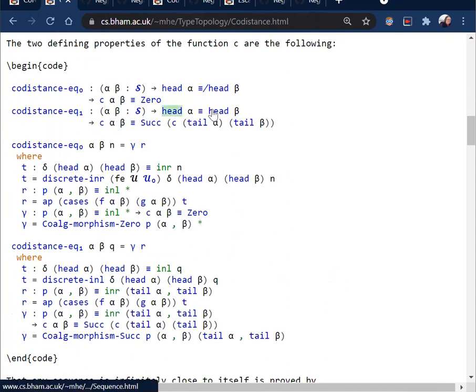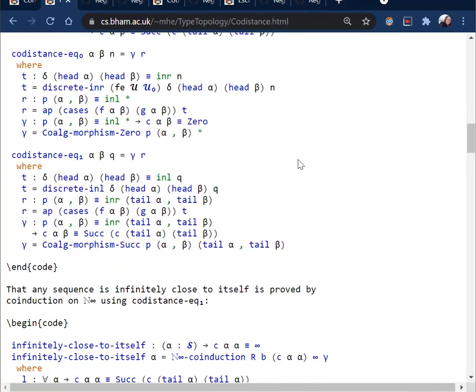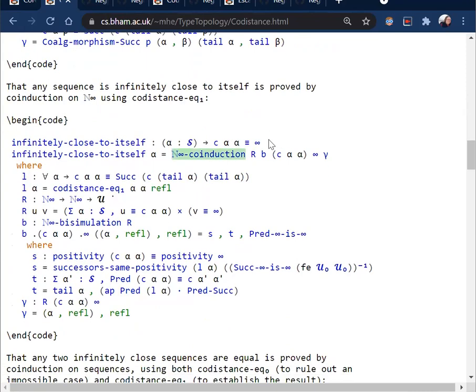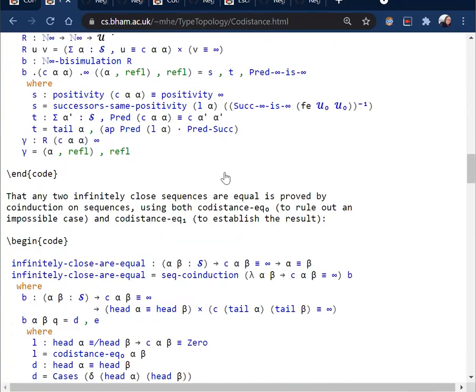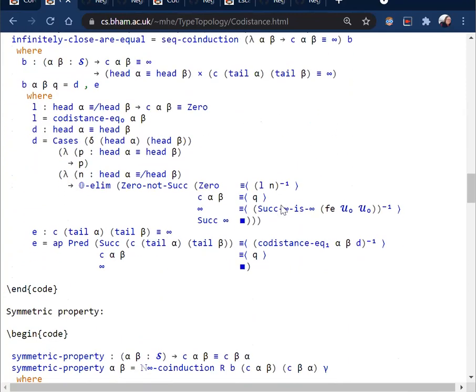And now if the head is equal, then the codistance is the successor of the codistance of the tails. And so you can see here how if you have 2 streams that are equal, you're going to have the successor of the successor of the successor of the successor. The clock's just going to keep ticking forever, and you're going to get, essentially, the infinity representation. And we then derive some properties from this. So for example, that property I just said, that given the same sequence, we get infinity. And also that if the codistance is infinity, then they're equal. This is all proved here from co-recursion properties.